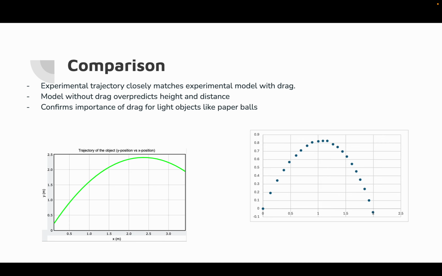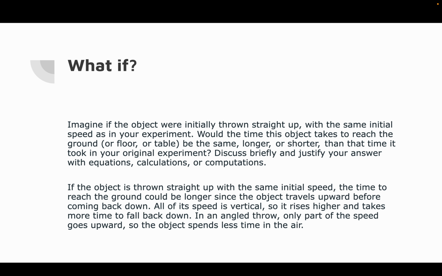So comparison: the experimental trajectory matches the computational model with drag much better than the model without drag. The model without drag overpredicts the height and distance. It shows how, for light objects, drag has a large impact.